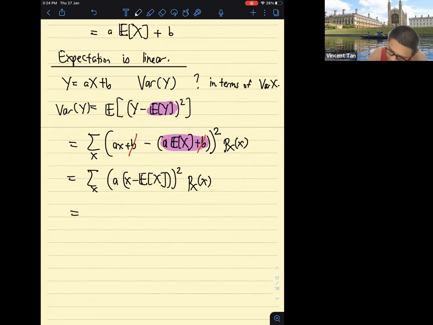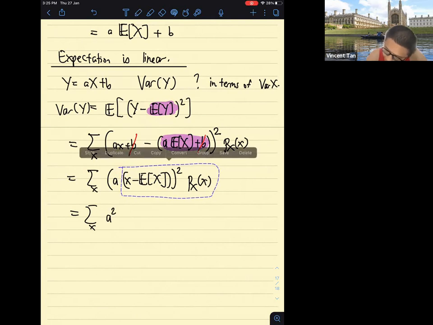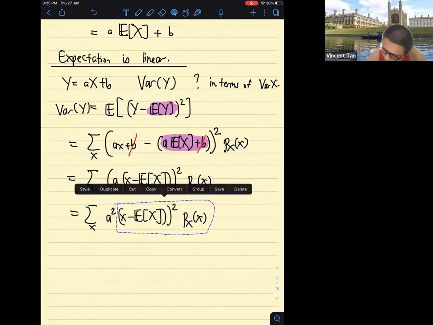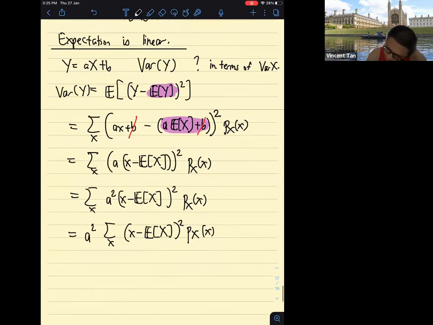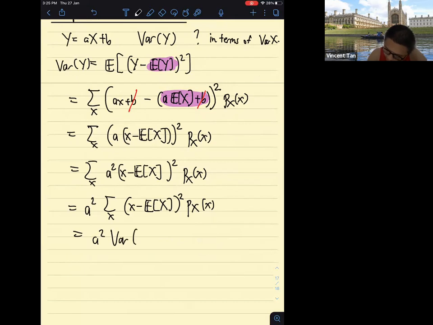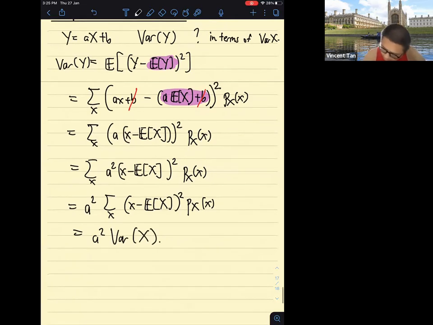Then you notice that you will have a squared multiplied by this stuff here. This stuff here is all the same. But since summation is linear, you can have the sum of (x minus the expectation value of x) squared times p_X of x. And we notice that this final sum is nothing but the variance of X. So in conclusion, the variance of aX plus b for scalars a and b is a squared times the variance of X.